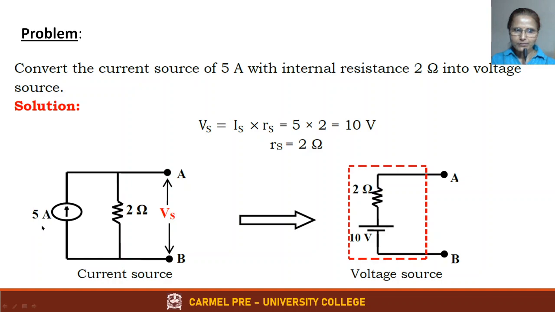To find 5 amps, what do we have to do? All we have to do is use Ohm's law. I is equal to V by R. 10 divided by 2 is equal to 5. You just have to write that. That's all. You can convert current source to voltage source or voltage source to current source. This will be asked for 2 marks.